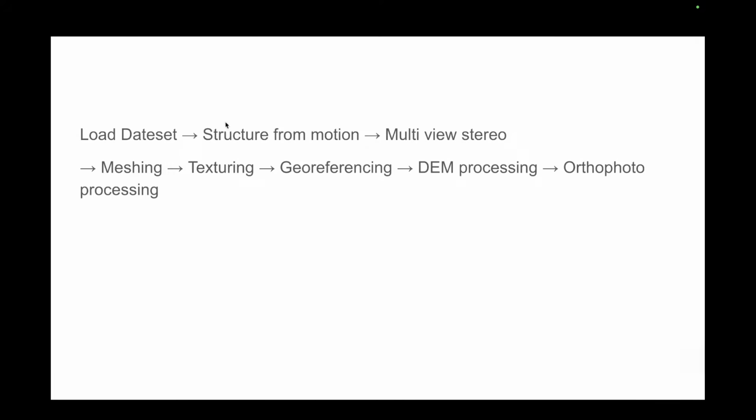So now, first we simply load our data set. This is the workflow of drone image processing. First of all, load the data set. Then you can see the structure from motion. Then we need to apply the multi-view stereo. Then we need to create the meshing, then texturing, then georeferencing, then DEM processing, and orthophoto processing.